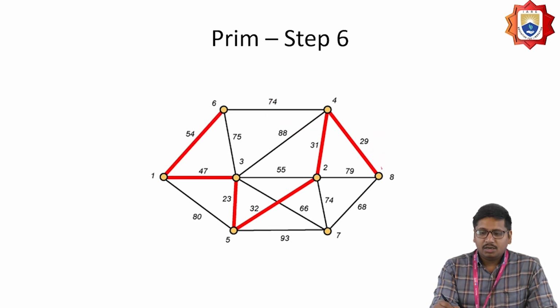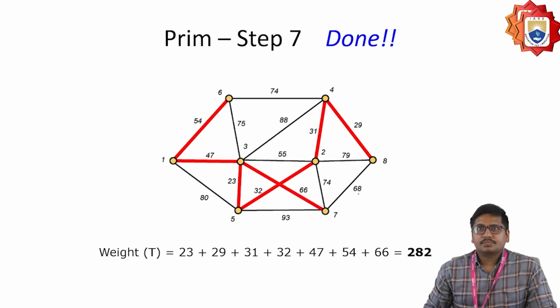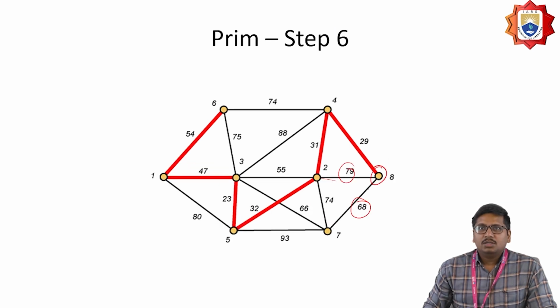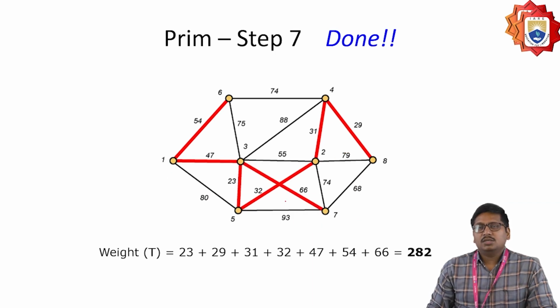From here, I have 29, 79, and 68 is there. Among these, if I select 79, it is going to form a cycle. And again, if I select the 68, it is also going to form a cycle. So after that, what is the next minimum? That should be 66. So 66 is going to be considered.